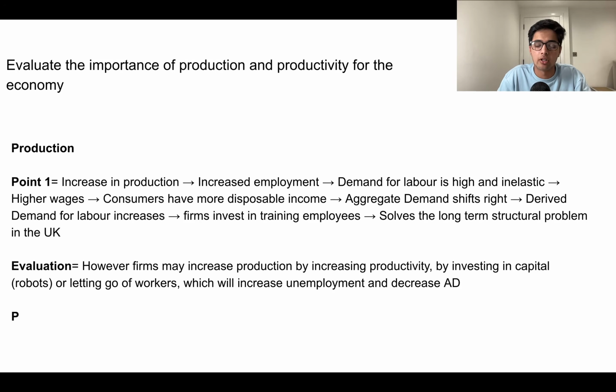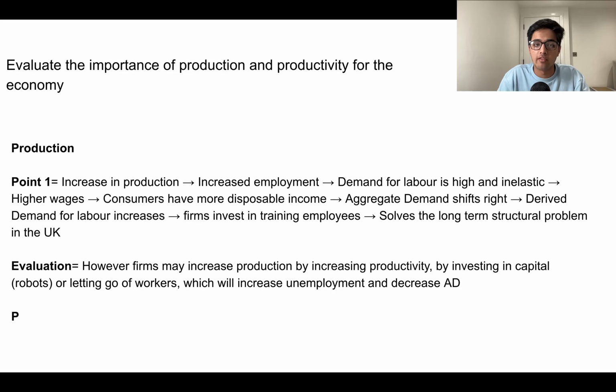Now this is a 6 marker you could be asked. Evaluate the importance of production for the UK economy. I have given a model answer, but you must keep in mind, you cannot write like this in the exam. I have simply demonstrated how the chain of reasoning will work. In an exam, you get marks for clear and fluent English, and you must write in full sentences. You must also write it fluently.